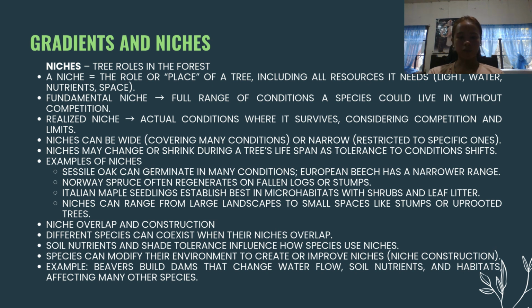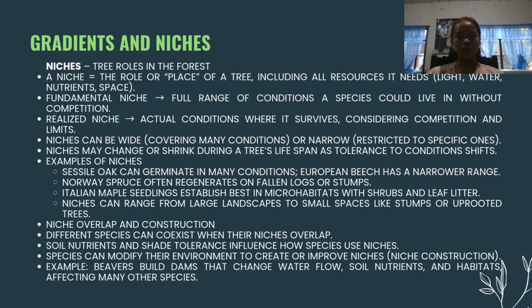Sessile oak can germinate in many different conditions, while European beech has a narrower range. Norway spruce often regenerates on fallen logs or stumps, showing how even small spaces can serve as niches. Italian maple seedlings establish best in microhabitats with shrubs and leaf litter rather than bare soil. These examples highlight how niches can range from large landscapes to tiny microhabitats and how species adapt to the spaces available to them.